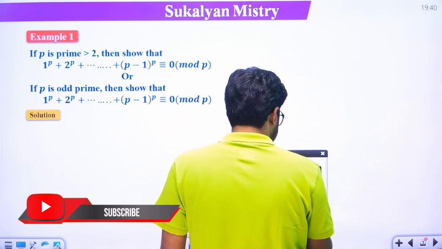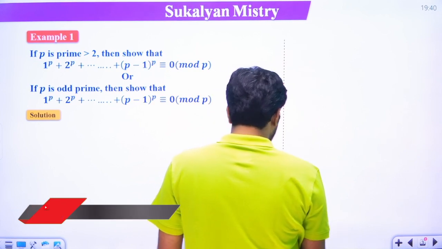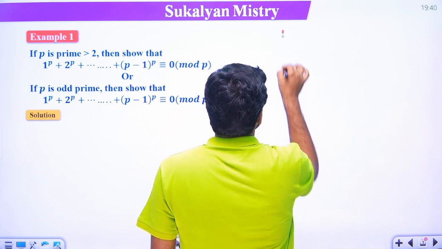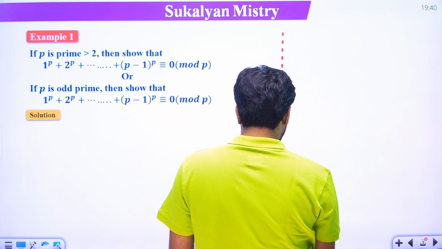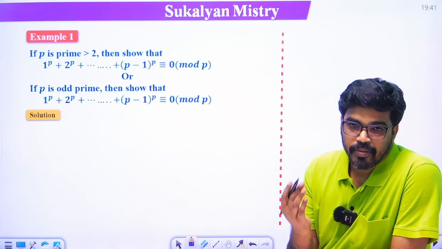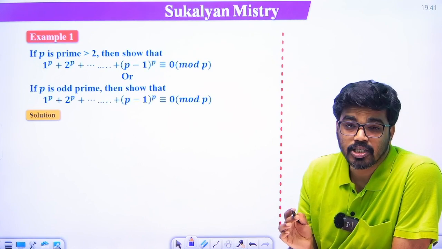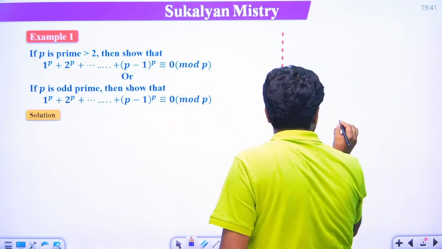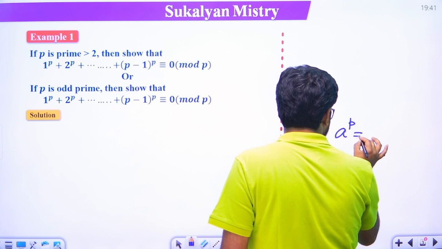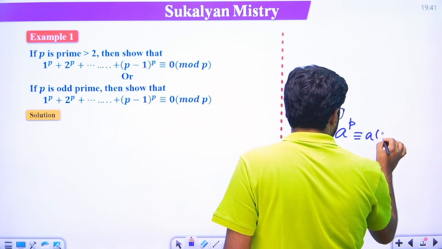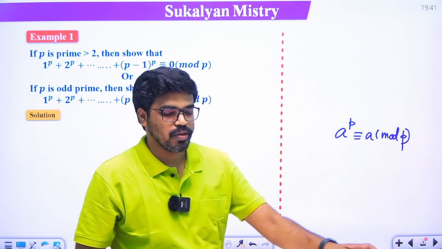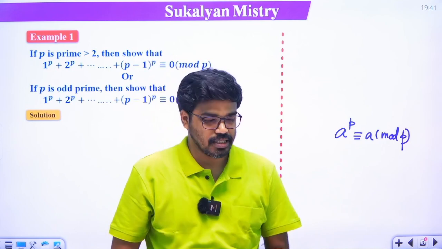So, answer. Just recall Fermat's theorem. Fermat's theorem states that let A be an integer, if P is prime and P does not divide A, then A to the power P is congruent to A modulo P, where A is an integer, right?